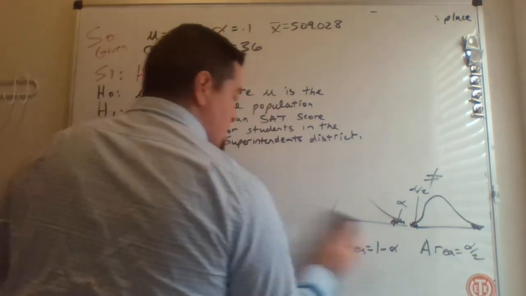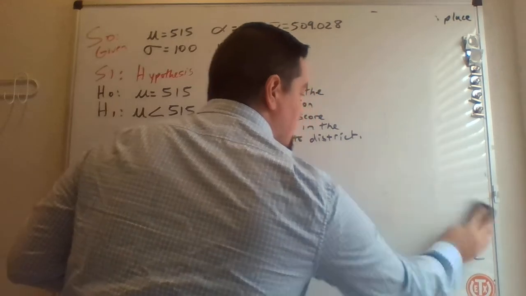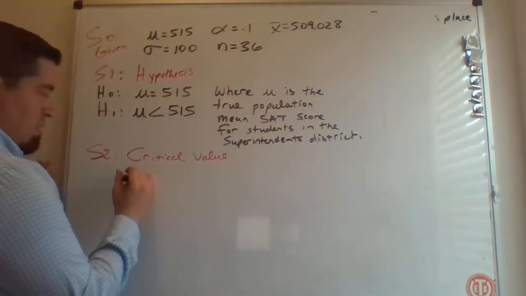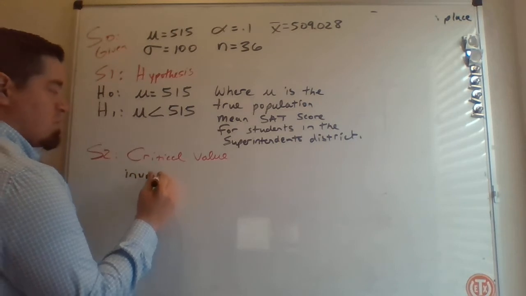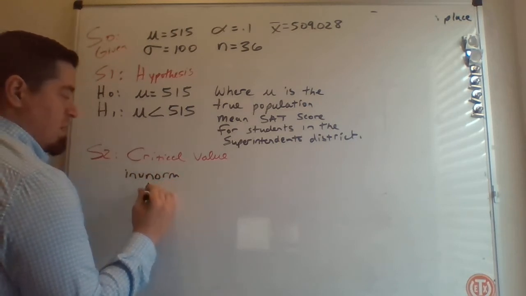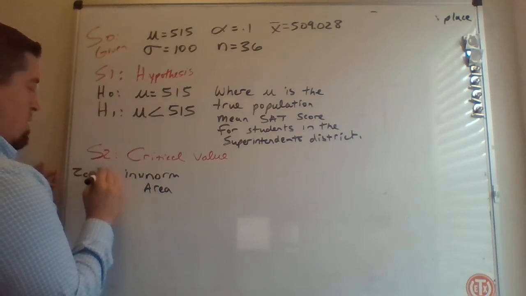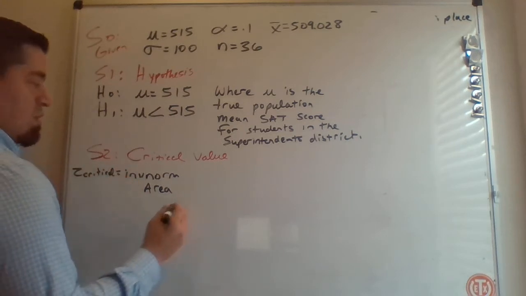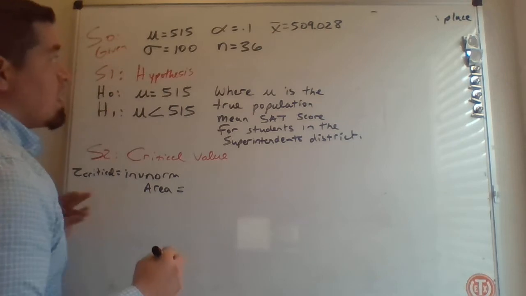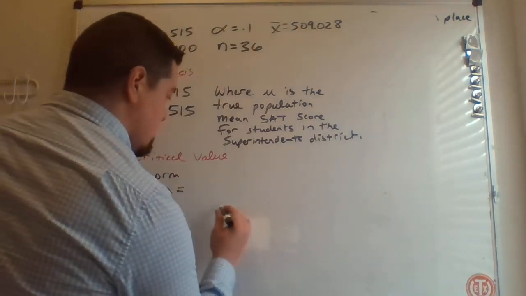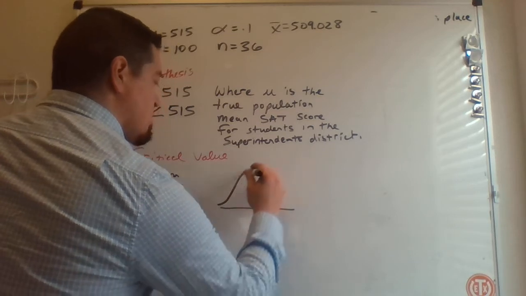Okay, so now using that, and I'll write the calculator steps, usually I don't, but so here, inverse norm, area, so this is for z critical, inverse norm area equals to, well, what was our alpha? And I would also draw a picture here at this point, so let me do that.